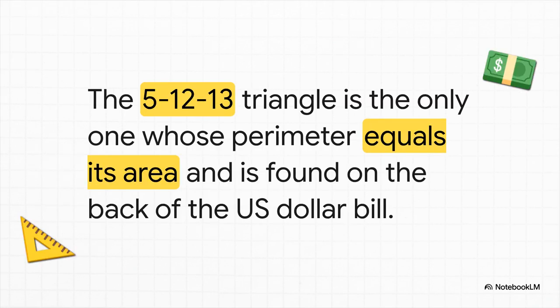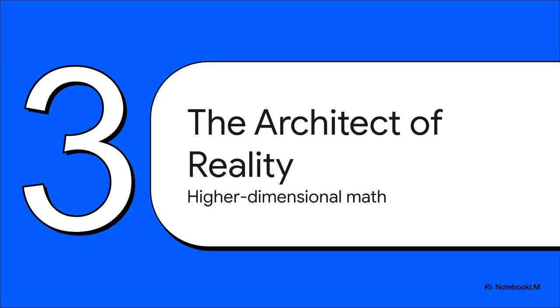And why is this particular triangle so special? Well, for one thing, it's the only right triangle where the number for its perimeter is the exact same as the number for its area. And get this, proponents of the theory say it's hidden in plain sight on the back of the US dollar bill, almost like a wink to those who know where to look. Okay, so let's recap. We've got a mathematical code that's apparently built on circles and triangles, which naturally leads us to our next section, the architect of reality.